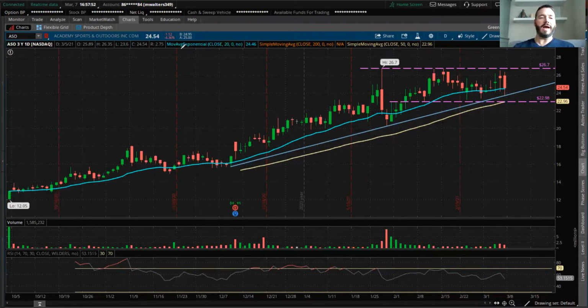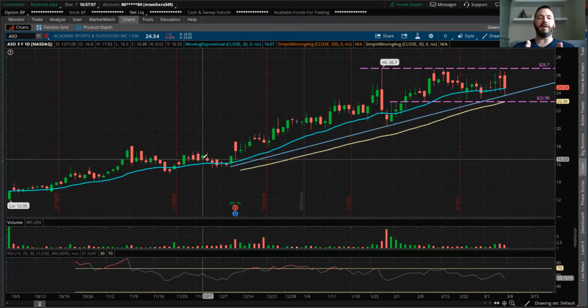So right here, we're looking at ticker symbol ASO. This is Academy Sports and Outdoors. It's a recent IPO back in, I guess it was late September, early October. So they're coming out with their earnings. I think it's this week. And what is setting up on the daily chart is a picture perfect flat top breakout setup.